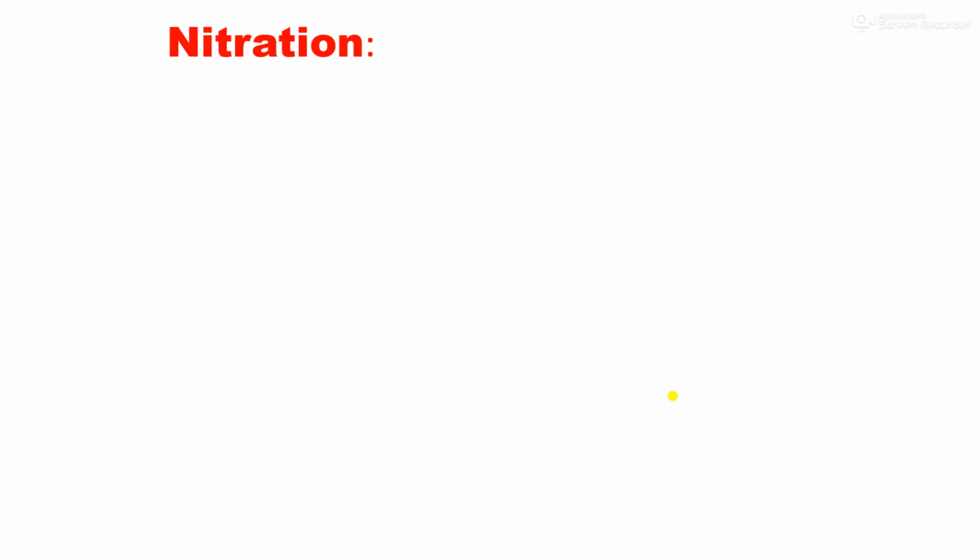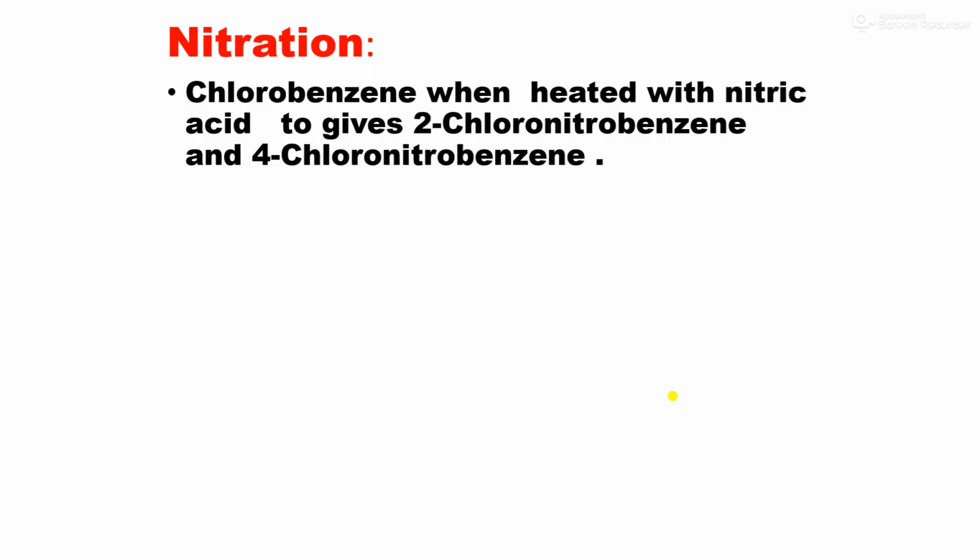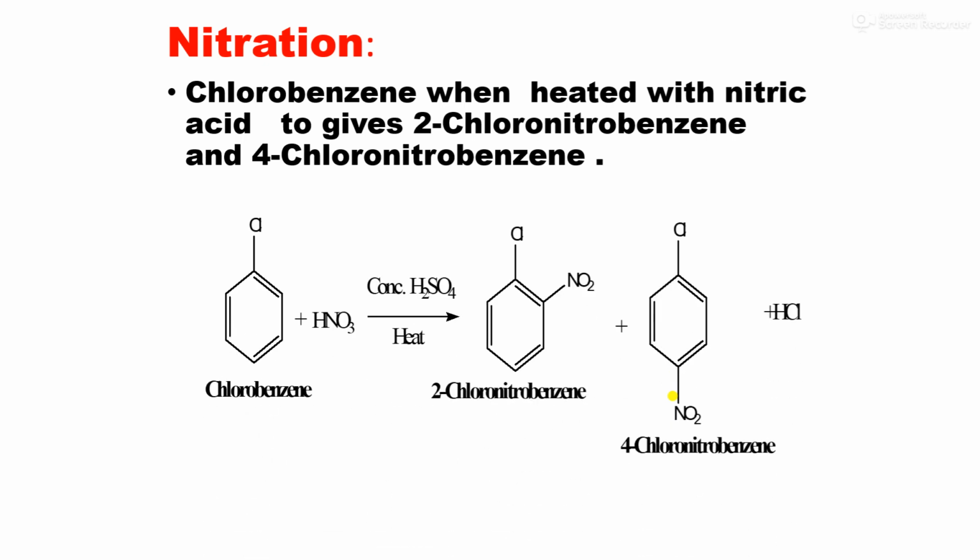Next reaction is nitration reaction. In nitration reaction, chlorobenzene when heated with nitric acid gives 2-chloronitrobenzene and 4-chloronitrobenzene. So this is a chlorobenzene when it is reacted with a mixture of concentrated HNO3 and H2SO4, and when this mixture is heated to a certain temperature, it gives 2-chloronitrobenzene and 4-chloronitrobenzene.